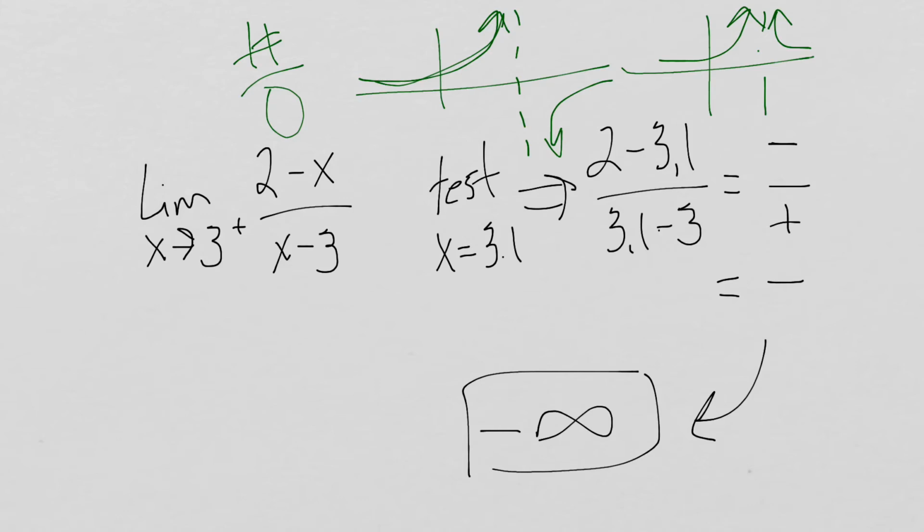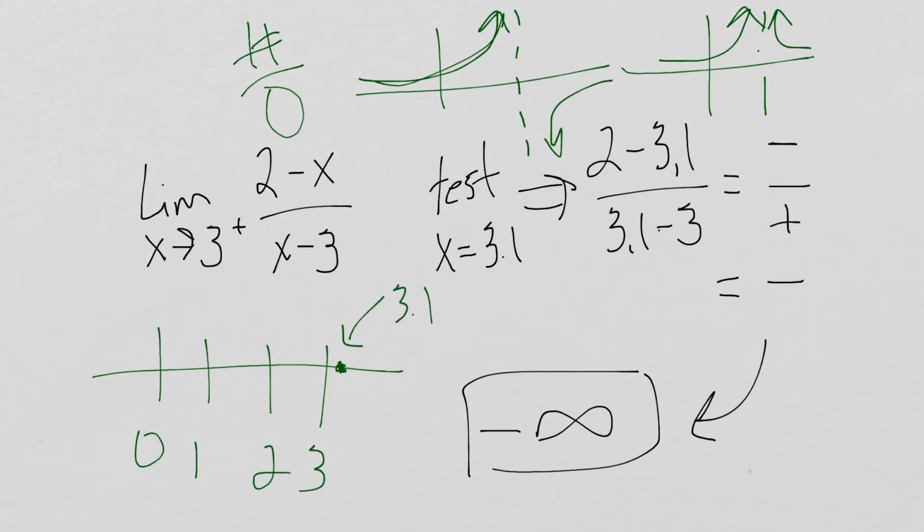So the best way to do this is to test a value. Here, I'm going to test 3.1. You may say, why are you testing 3.1? Well, this is limit as x goes to 3 from the right. So if I were to draw a little number line, 0, 1, 2, 3, and go just a little bit to the right, well, 3.1 would be there. If this was a negative, then I would go a little bit to the left. And that would be, yes, you guessed it, 2.9.